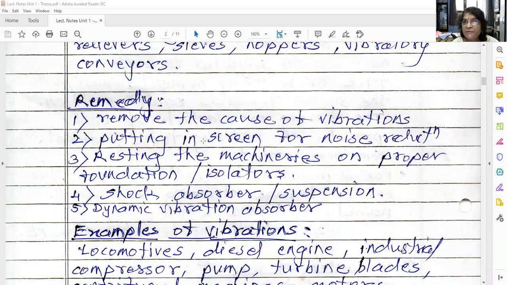Second is putting in a screen for noise reduction. Whenever you cannot reduce the vibrations or noise especially, then you can avoid the noise by putting a screen in between. Third is resting the machineries on a proper foundation or isolators. All heavy machineries, medium machineries, or even low machineries should be kept on foundations or isolators that will absorb the vibrations created by the machinery, so that they will not be transmitted to the other machineries because of the foundations.